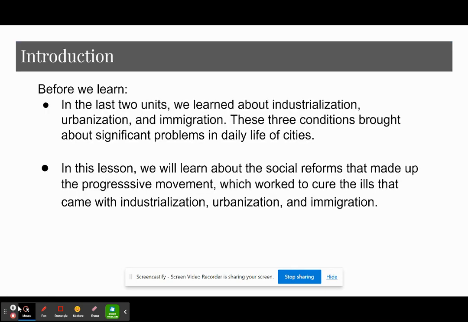So now before we go on to learn about the origins of progressivism, I want to give a little context again. In the last 2 units, we learned about industrialization, urbanization, and immigration, and these 3 conditions brought about significant problems in the daily lives of cities and city dwellers. So in this lesson, we're going to learn about the social reforms that made up the progressive movement, and this work to fix those issues that came about with industrialization, urbanization, and immigration. When we're going through this, I want you to think about each piece of the reforms that progressives did, and whether it was an industrialization reform, an urbanization reform, or an immigration reform.